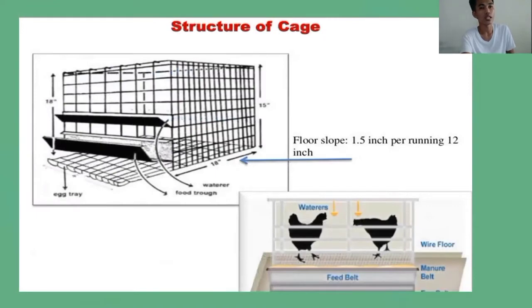Shown in the illustration is the structure of a cage. As you can see, we have the waterer, the food trough, and the egg tray for the faster collection of eggs laid by the layers. The floor slope is 1.5 inch per running 12 inch.